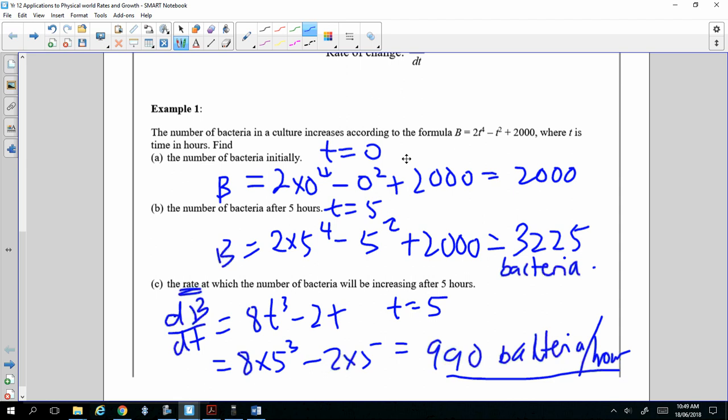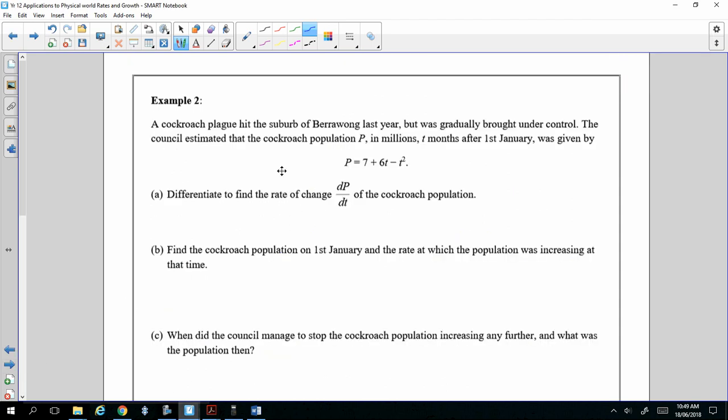Okay, we'll do another real-life problem, physical world problems. So we'll go to the next page. Okay, good. Let's move on. All right, next page, example 2.